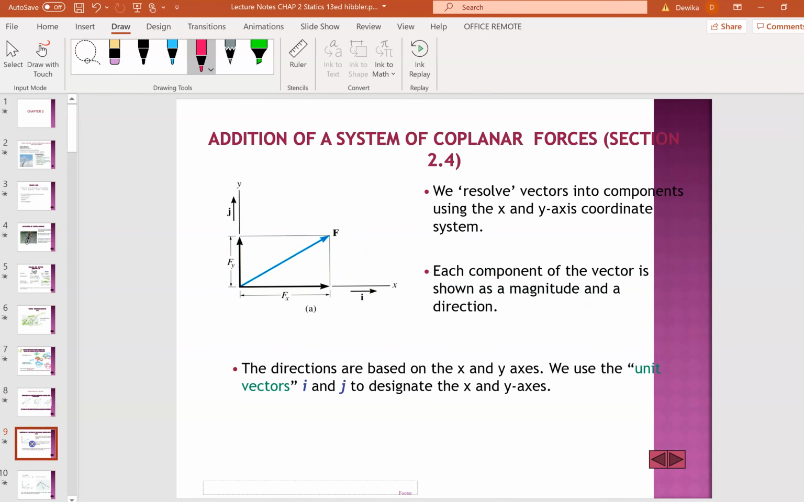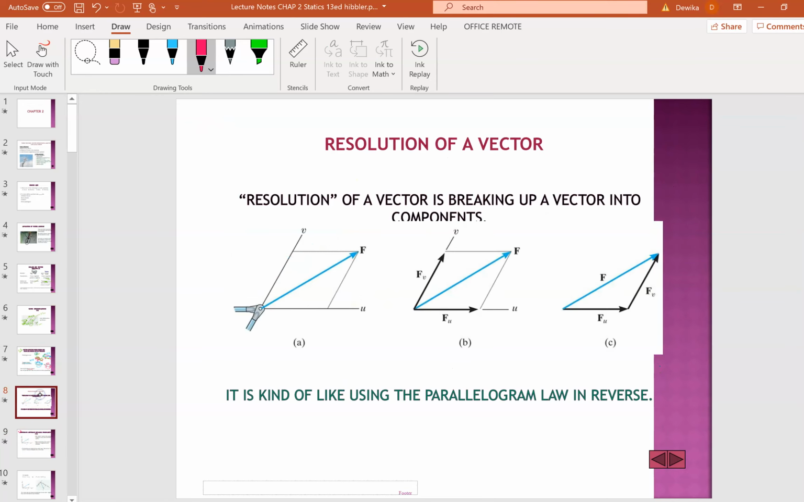We are in resolution. We're going to go into addition, which is 2.3 from the textbook. Okay, let's go back to the resolution. So in resolution, what you do is that you break up the vectors. Sorry, you split the vectors.